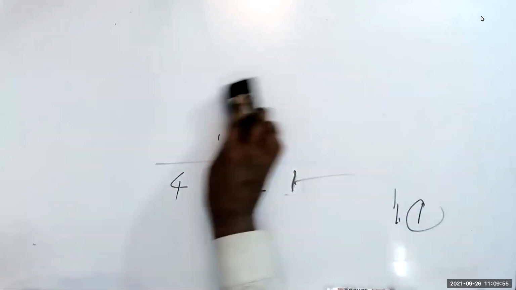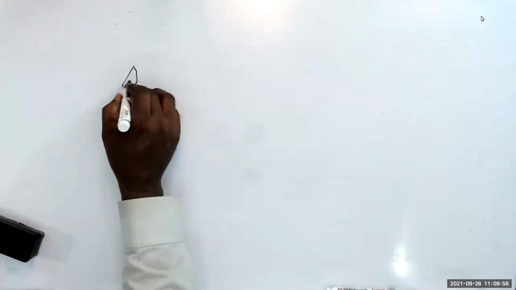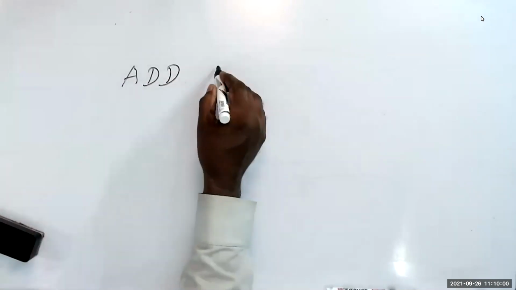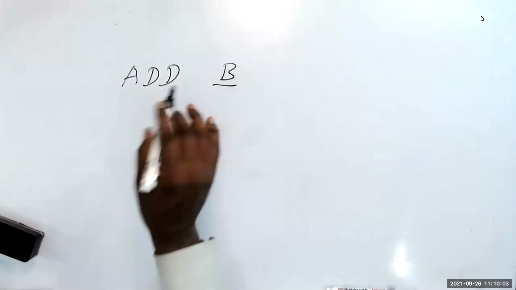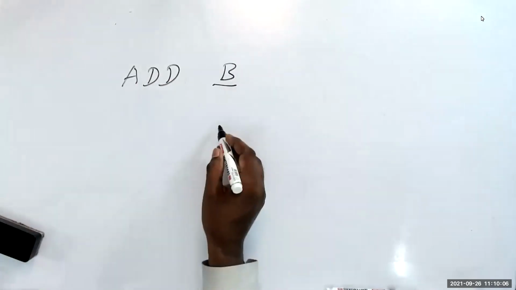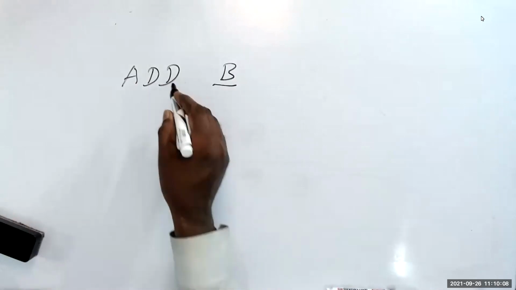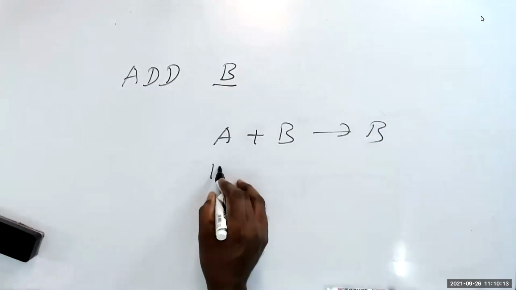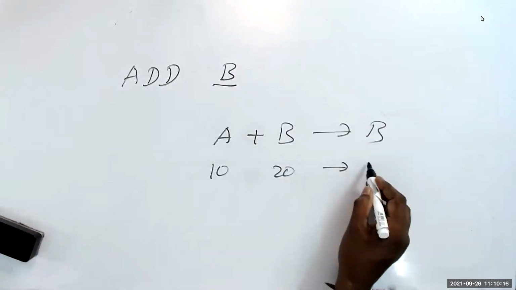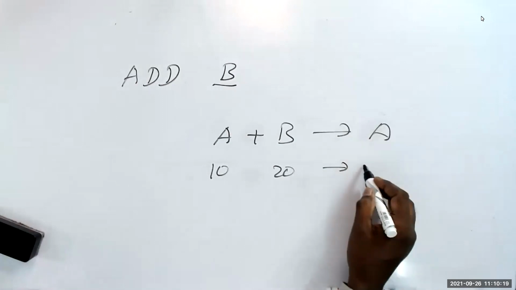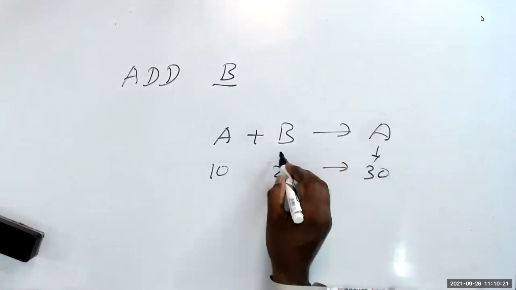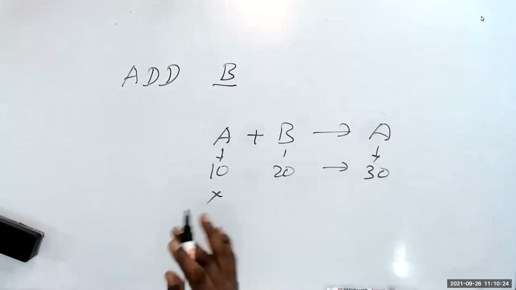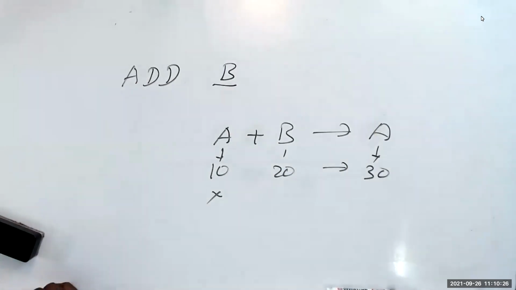What we are going to say is that if you say add A, B, I told him that what you do? You add A and B and put the result in A. If A is 10, B is 20, you put it in A. So A becomes 30 now. 10 will be gone. But suppose if I have here 80, 80 plus 20 becomes 100.